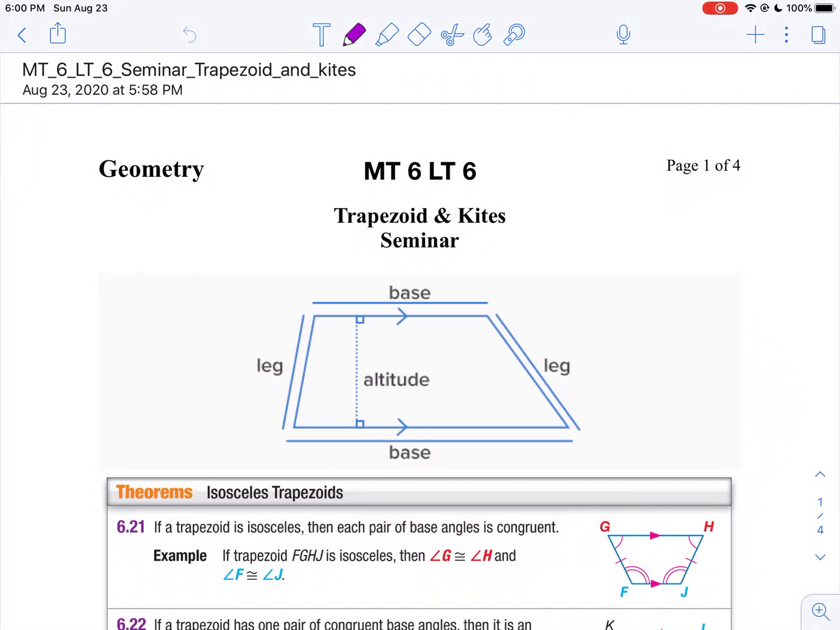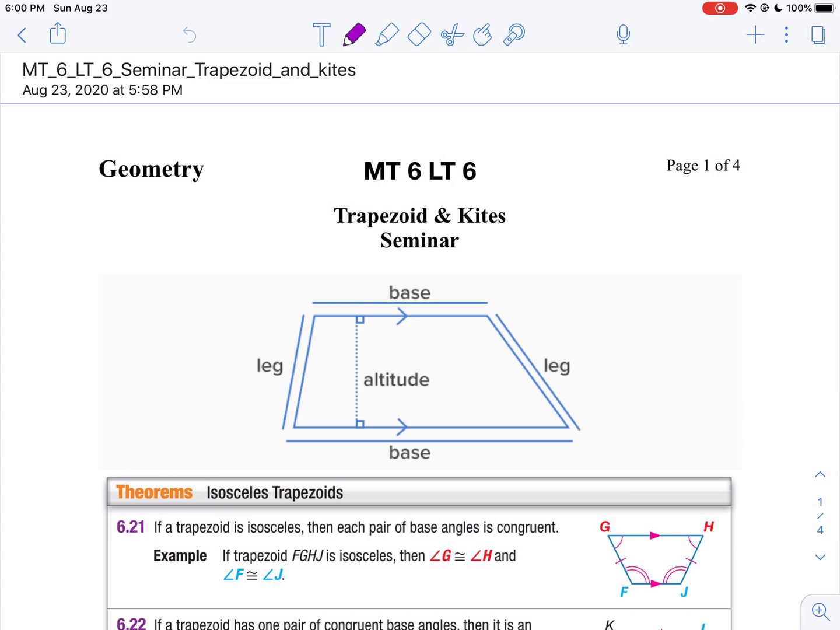Hello, in this lesson I want you to apply the properties of trapezoids and kites. Some vocabulary you're going to come across are trapezoid, bases, legs of a trapezoid, base angles, isosceles trapezoid, mid-segment of a trapezoid, and kite.